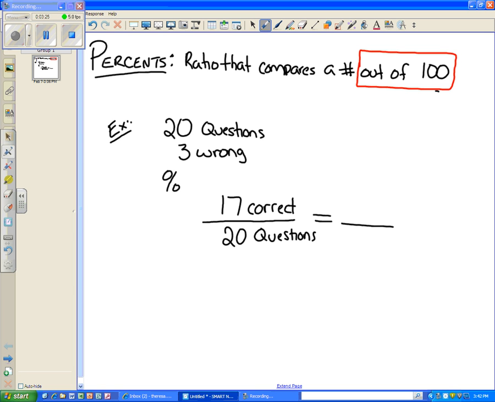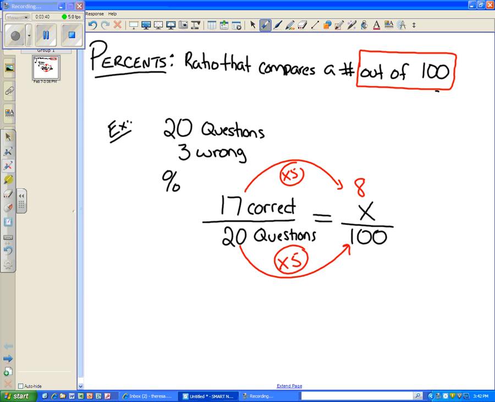So I can use my proportion, because percents are always out of 100. 20 goes into 100 5 times. What I do to the bottom, I do to the top. So I have 85 out of 100 is equivalent to 17/20, which represents that I got an 85% on my quiz.